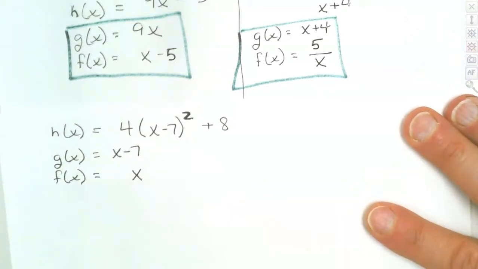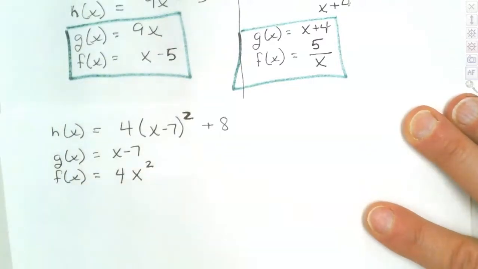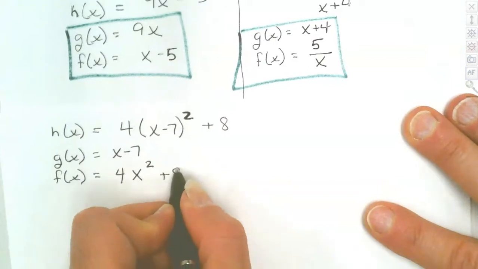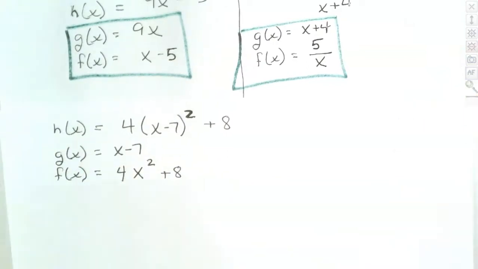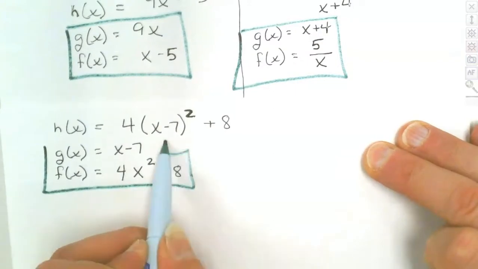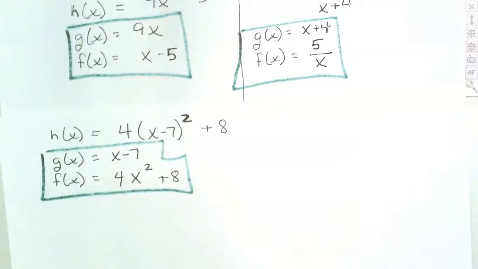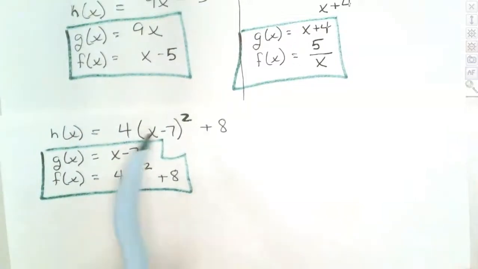What do we still have left to do? We've got the 4 in front. We still have to square it, and we still have to add 8. Because you can only do it in 2 steps. That's it. So we did the parentheses, brought down the x, then we had to square it, multiply it by 4, and add 8.